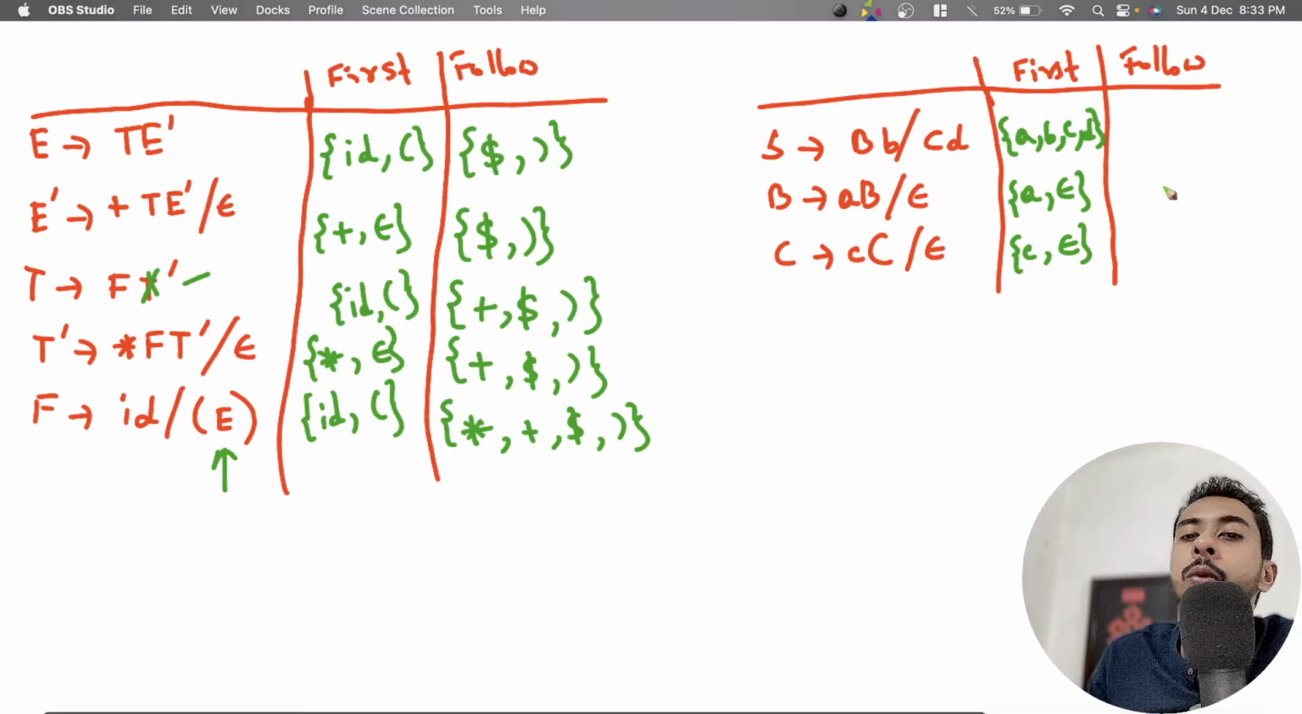The next thing is follow. So what is follow of S? It is always dollar. Anywhere S is present on the right hand side? No. So that's it. Next is what is follow of B? Follow of B is first of small b. That is b. Anywhere B is present? No. Here follow of C is D. Done.